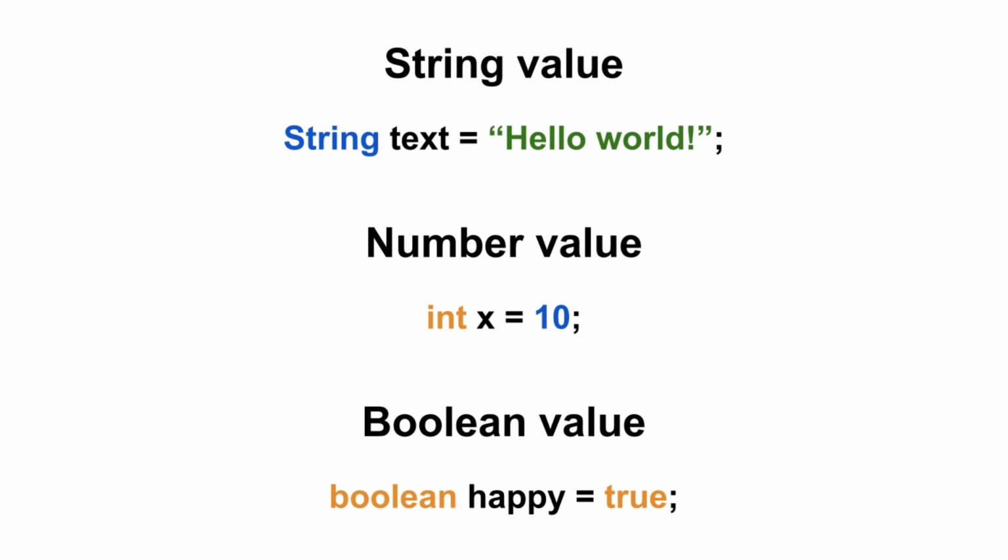We will learn about data types in incoming videos, but for now, a string is a piece of text, an integer is a whole number, and a Boolean is a true or false value. We can use variables to store a text, a number, or a true or false value.